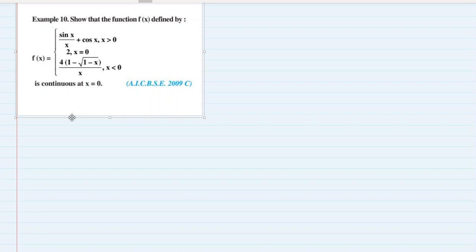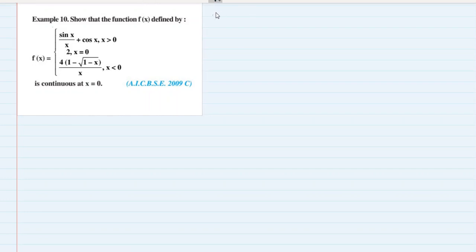Okay, show that the function f of x defined by sin x by x plus cos x when x is greater than 0, and 4 bracket 1 minus root of 1 minus x upon x, the whole upon x, when x is greater than 0, is continuous at 0. So to show that this function is continuous at 0, we have to prove that LHL is equal to RHL. Okay, let's prove it.